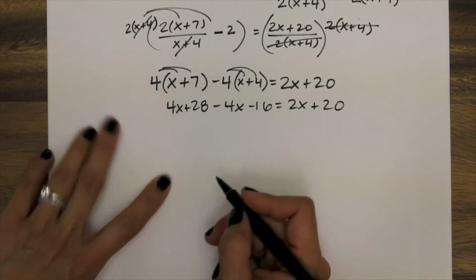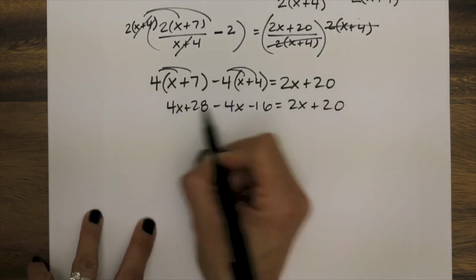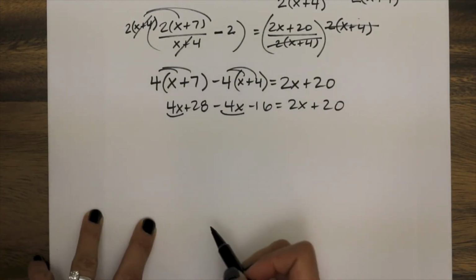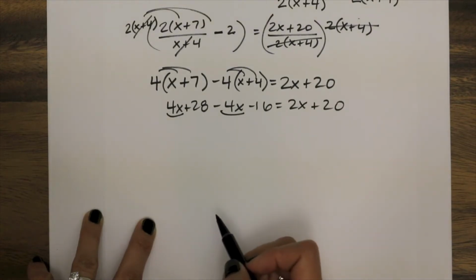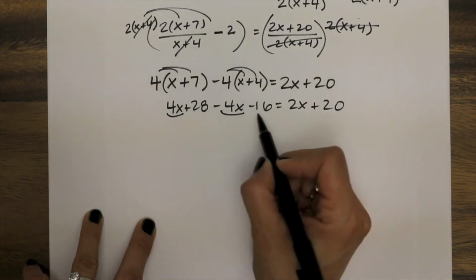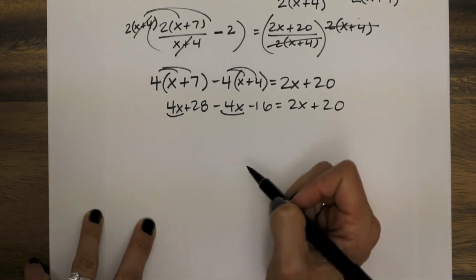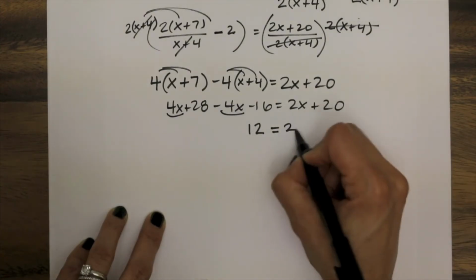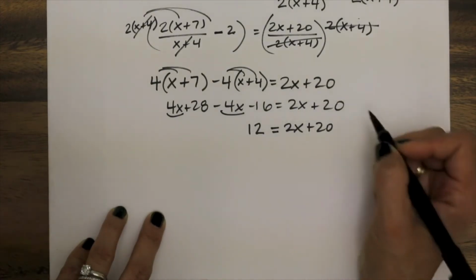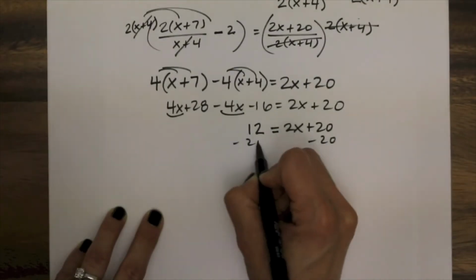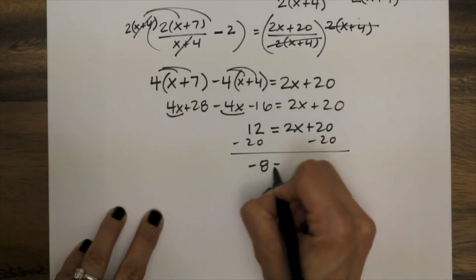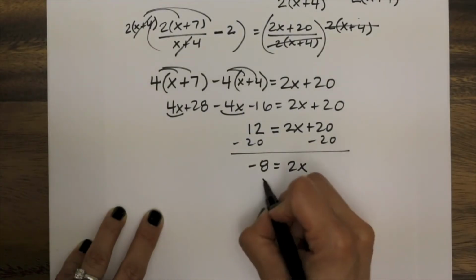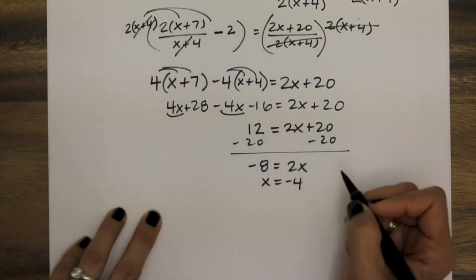On the left side, we'll combine like terms. The 4x and the negative 4x cancel. Then we have just 28, take away 16, which would be positive 12. On the right side, you still have 2x plus 20. We'll subtract 20 from both sides. So you have negative 8 equals 2x, or x equals negative 4.